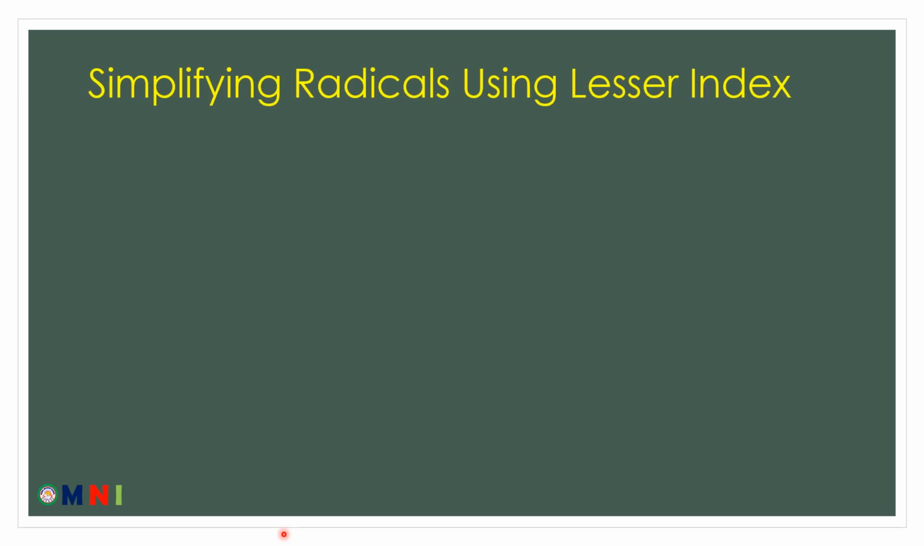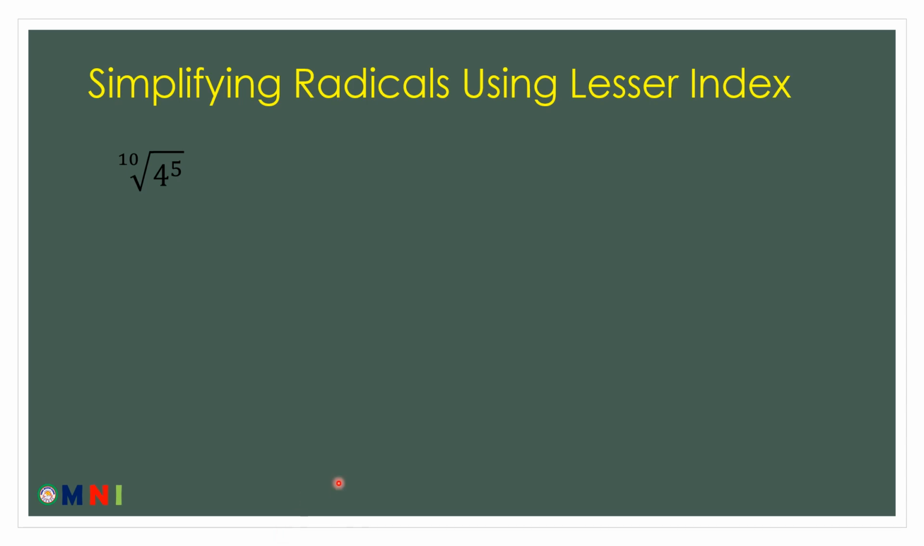Okay? Now, what if radicals have higher indices? This process is what we call reducing radicals to lower index. And how do we do it? Now let's try some of these given examples. The first is, how are we going to simplify the 10th root of 4 raised to the power of 5?